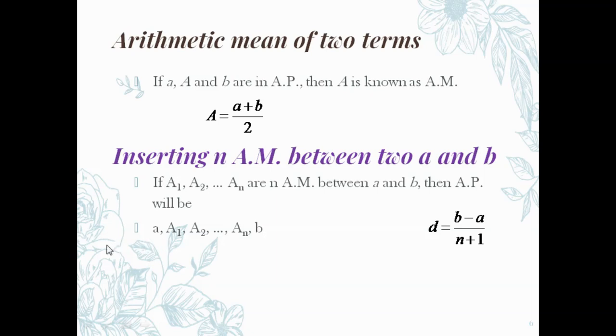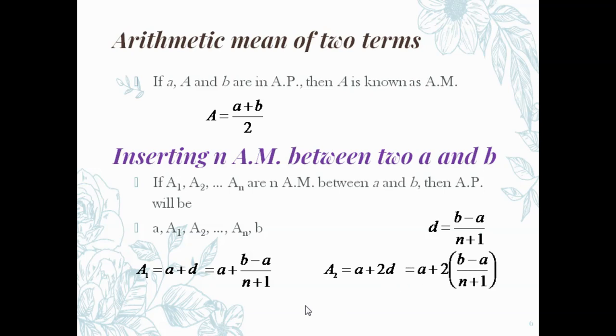Small a is the first term, so A1 will be a plus d, and d is given by this equation. So if we substitute d from here to here, then A1 is equal to a plus b minus a upon n plus 1. A2 equals a plus 2d. Now we substitute d from here to here, then A2 is equal to a plus 2 into b minus a upon n plus 1. Similarly, An is equal to a plus n into b minus a upon n plus 1.